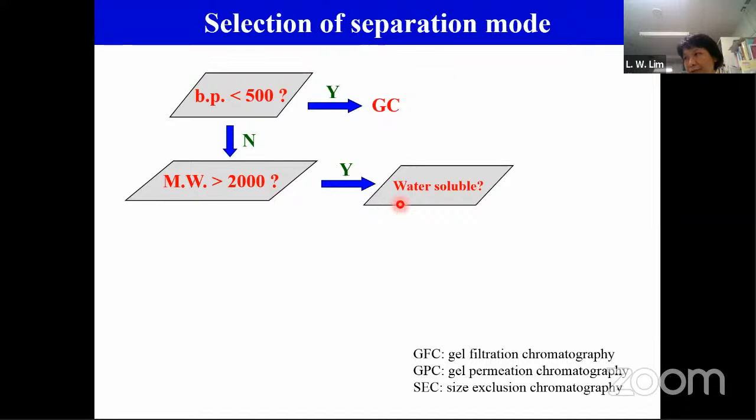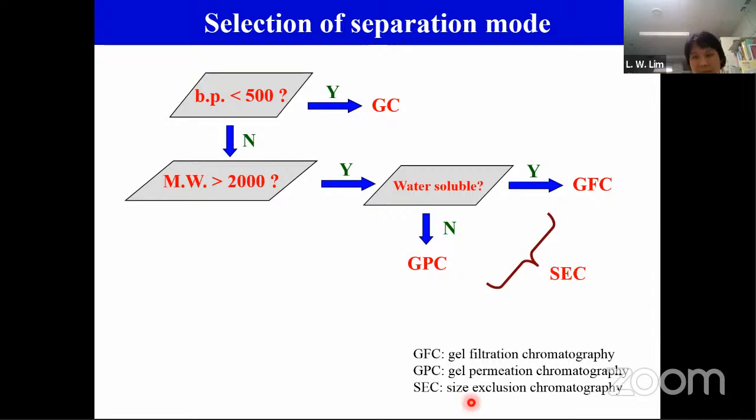So in terms of big molecules, we have to decide whether the molecule is water soluble or not. If the molecule is water soluble, usually we will use GFC, which stands for gel filtration chromatography. If it's not water soluble, maybe like a lipid or something, then usually we will use GPC, which is gel permeation chromatography, as written here. These two, gel filtration and gel permeation, fall under what we call SEC, size exclusion chromatography.